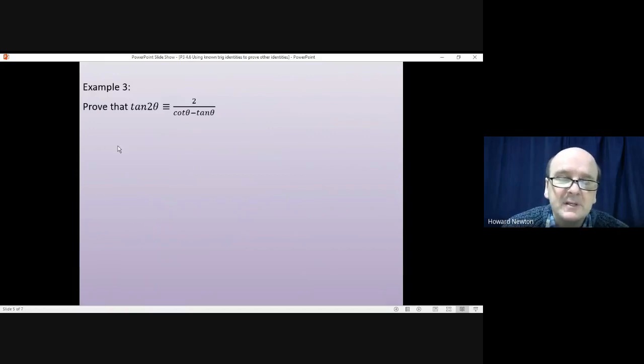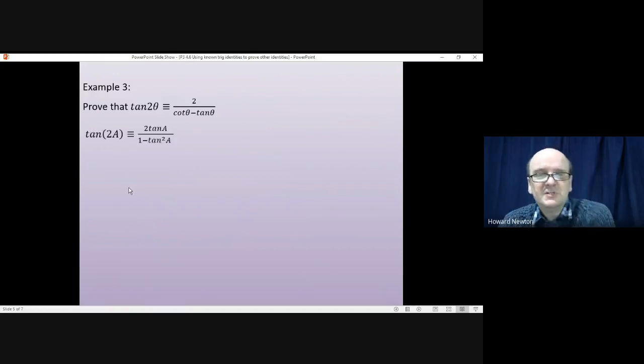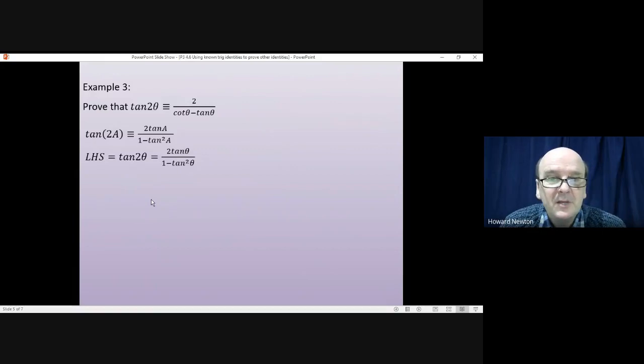Okay, let's have a look at this. As soon as you see tan 2 theta, it's got to be possible that you're using the identity for tan 2A, which is 2 tan A divided by 1 minus tan squared A. Now looking at the left-hand side is tan 2 theta. Using the identity straight away, tan 2 theta is equal to 2 tan theta divided by 1 minus tan squared theta.